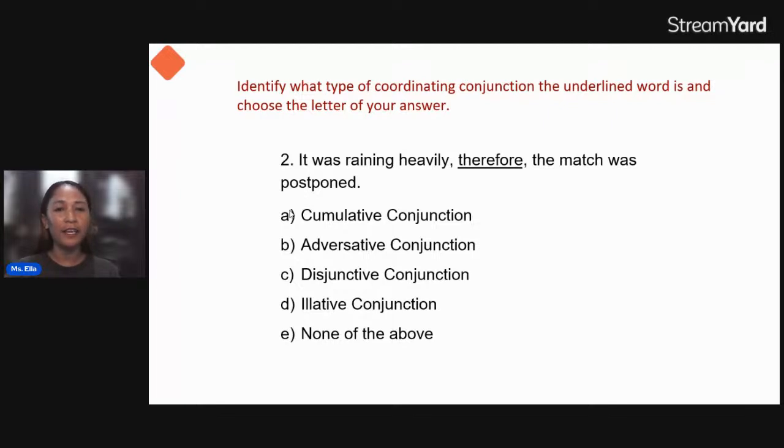Again, it was raining heavily. Therefore, the match was postponed. Is it A, cumulative conjunction? B, adversative conjunction? C, disjunctive conjunction? D, elative conjunction? Or E, none of the above? Okay, what's your answer?